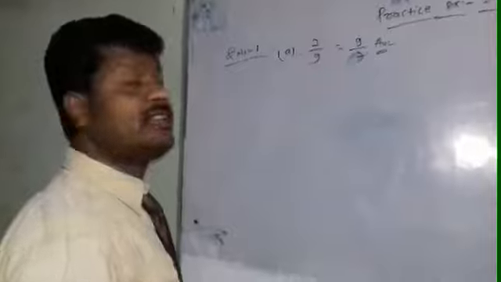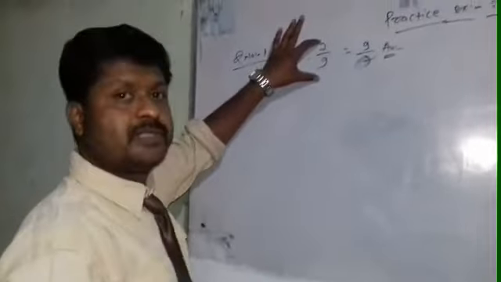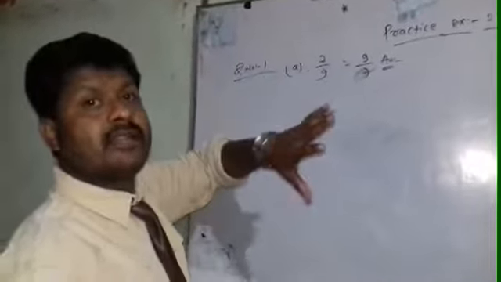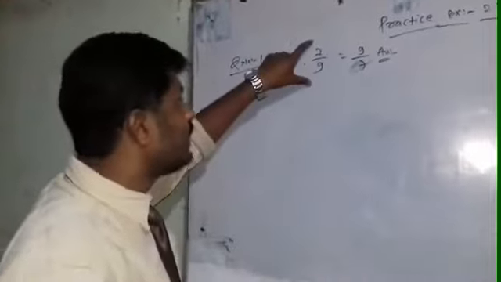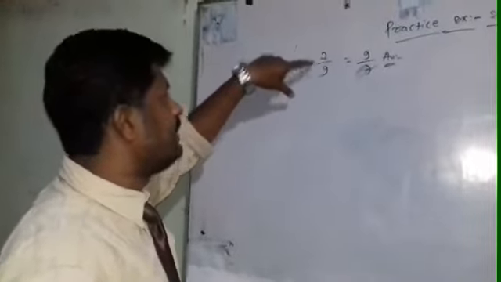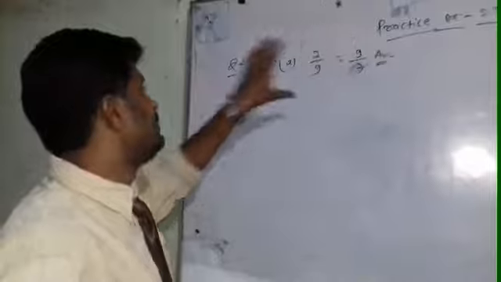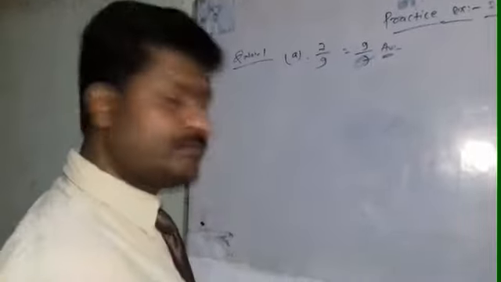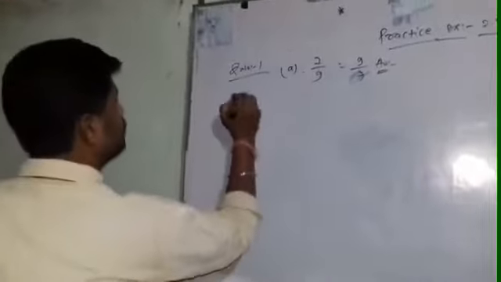That means we have to find the inverse of this number. The reciprocal of any number is the inverse of that number. Okay? 7 by 9 will be 9 by 7. And this is your reciprocal. Okay? Question number 2.